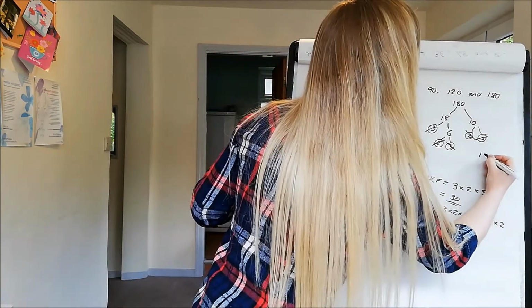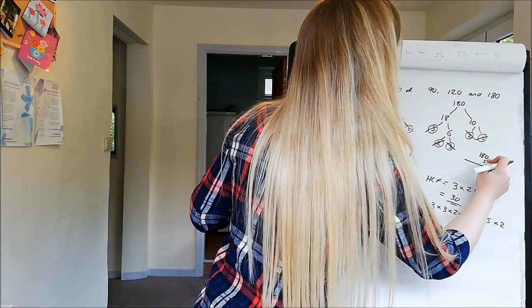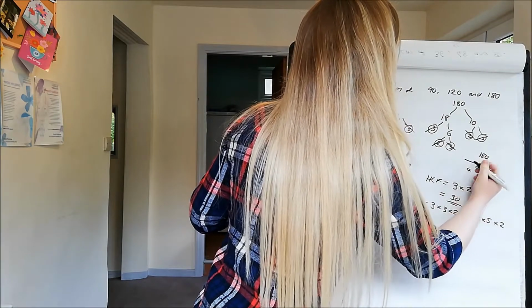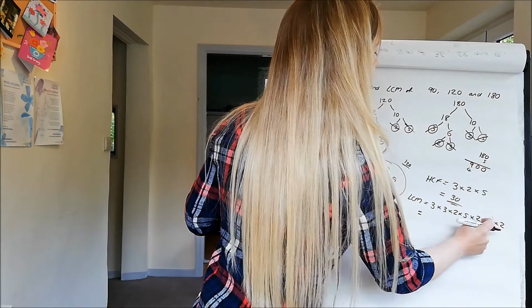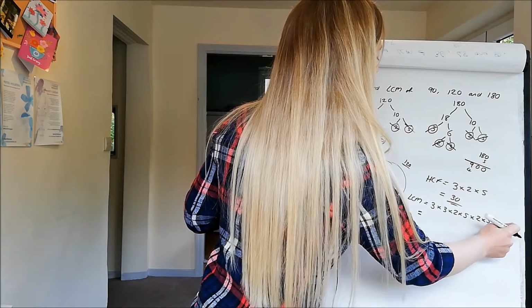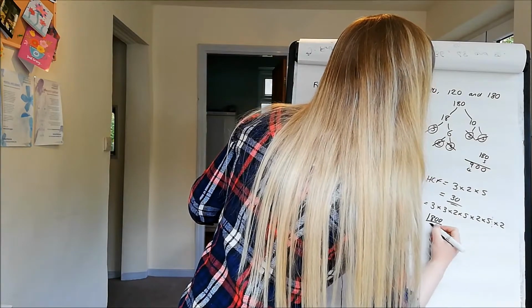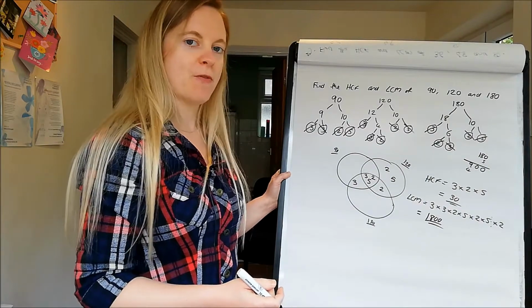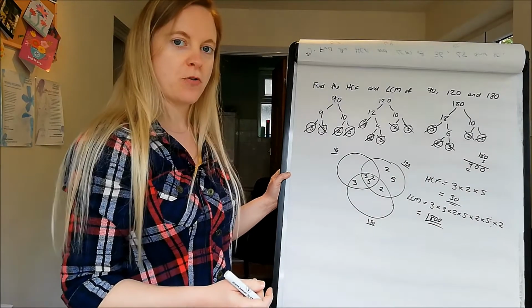180 times 5, I don't know. So 5 zeros are 0. 5 8s are 40. 5 1s are 5, and add the 4 on makes 9. So that's taken me up to 900, which needs to be times by 2 to give me 1800. All right, so your HCF and LCM for that one should be 30 and 1800.